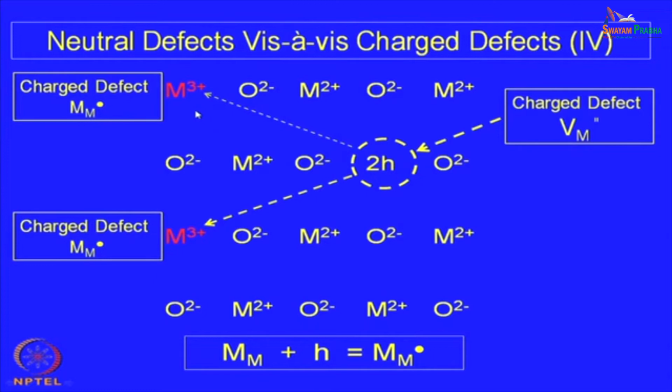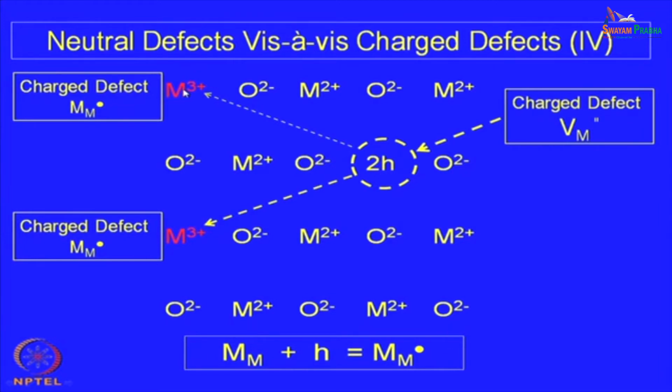If metal cannot change its valency, then vacancy creation becomes less energetically feasible. So, it may not form the vacancy or the particular defect. Once again, here the reverse is happening: M2 plus is now changing to M3 plus. Again there should be a possibility that the metal can change its valency from 2 plus to 3 plus. If that happens, then you again have a charge defect, but of a different nature, M dot, meaning an extra positive charge has been added here.